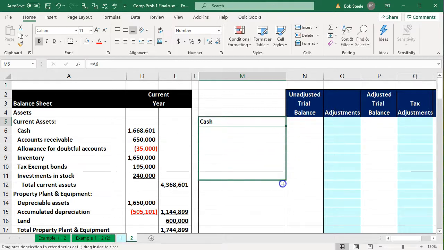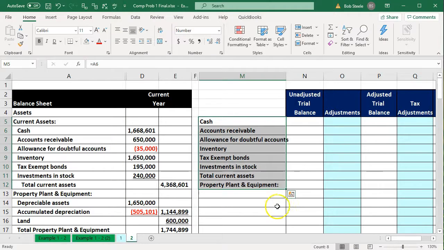Now, note if I go too far, it's not a problem. If I go too far, I just say, now I want to stop there. There's the total. I don't want the total, so I'm just going to highlight those two and delete them. So there we have it.